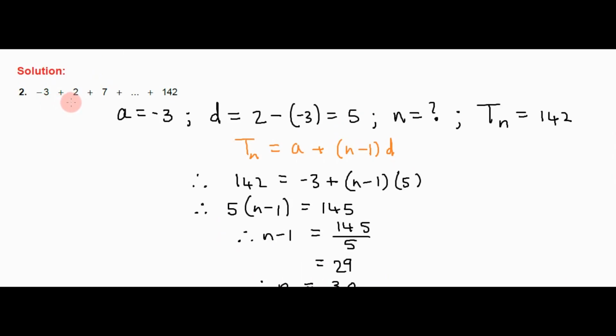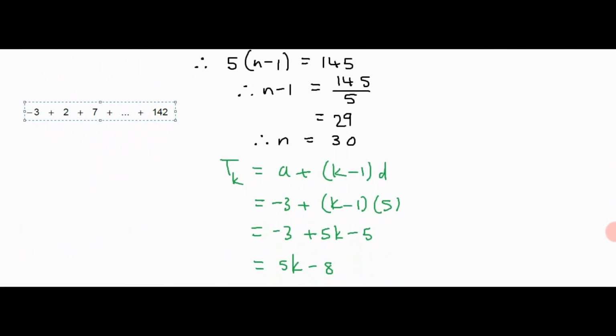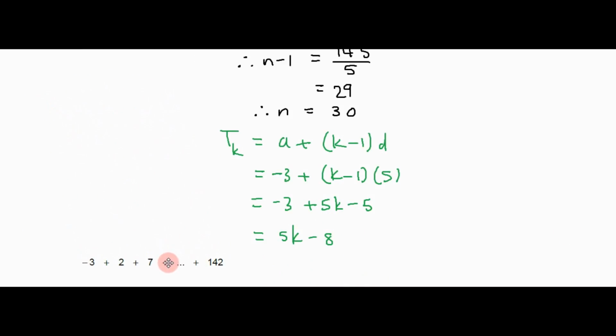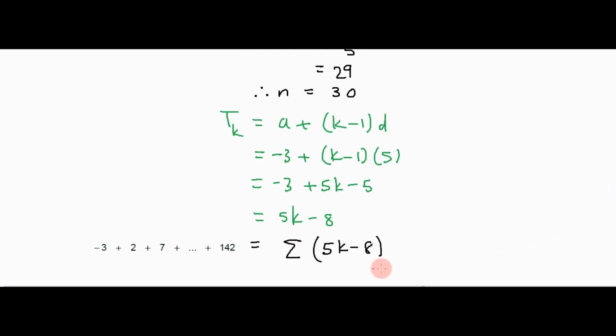It was -3 plus 2 plus 7 plus all the way up to 142. So this then will equal the sum, once again, of the general term in terms of k, and k goes from 1 to 30, because we saw that we had 30 terms in the series.